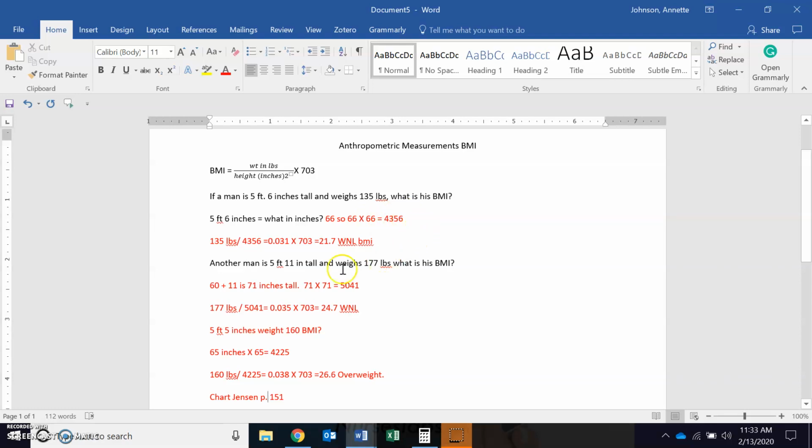4,356. Then you take his weight in pounds, 135, and divide it by 4,356. In other words, in your calculator, you put 135 first, then hit the divided by sign, and then this number. You want it to be a very small number. If you get a large number, you've done something wrong. In this case, it's 0.031. Take that and multiply it by 703, and you get 21.7. So their BMI is 21.7, and that's within normal limits.